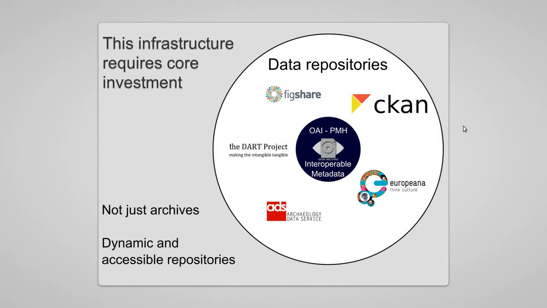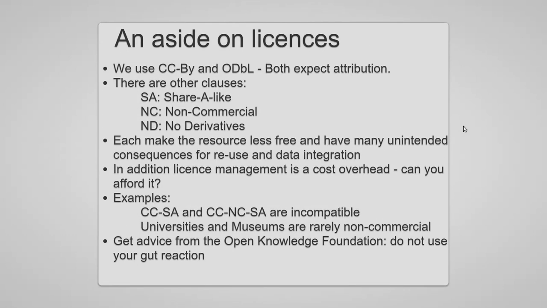Okay, so we've got all of our data. This infrastructure does require core investment. DART has sorted this one out itself. There are a number of data repositories available. It's part of a landscape that does need to change, and it does need significant investment. But it's not just about archiving, it's about providing dynamic and accessible repositories where information can change over time.